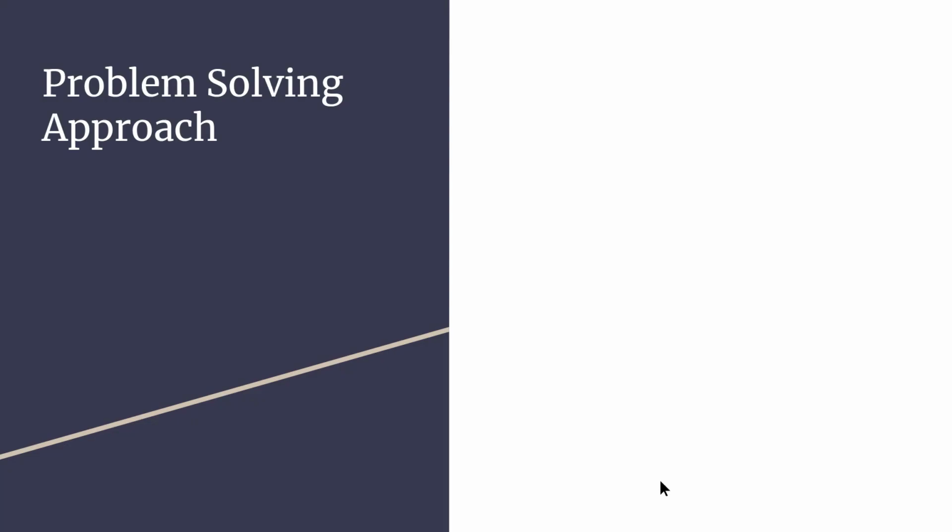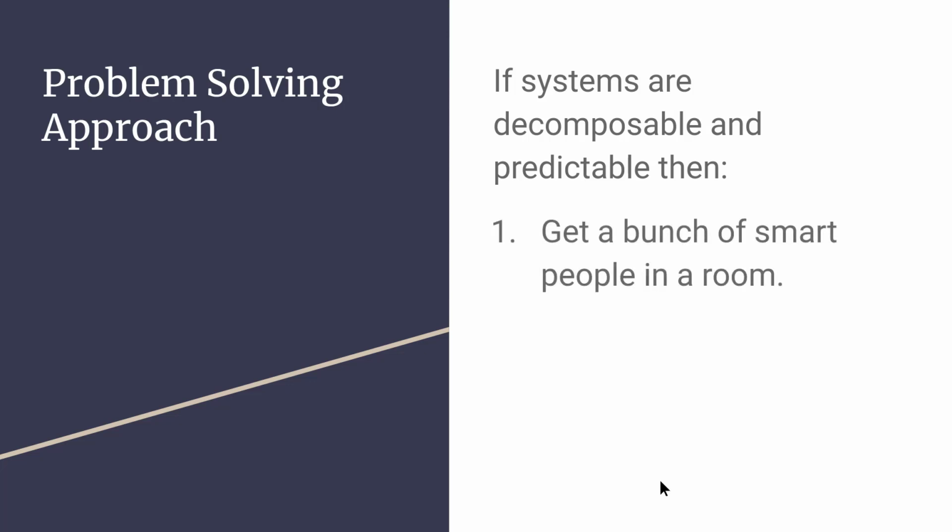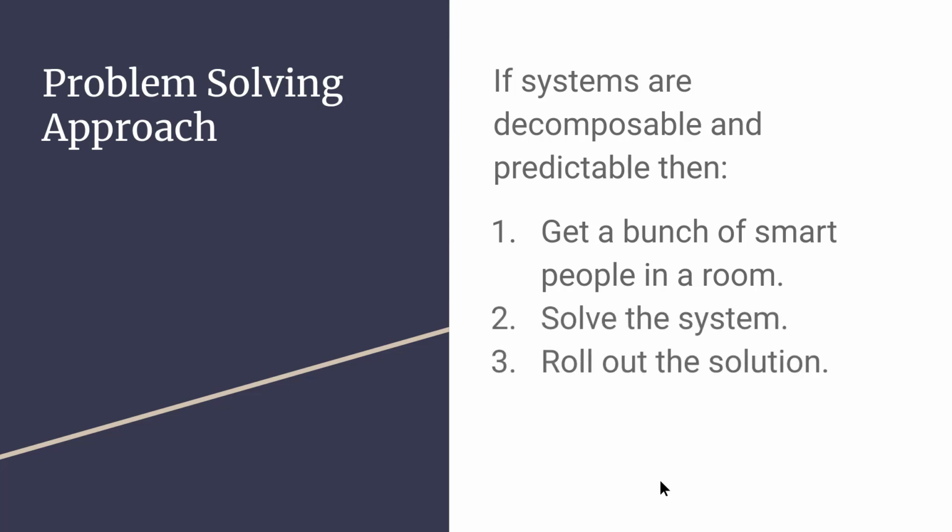And linear systems lead to this very simple, straightforward problem-solving approach that we're all familiar with. If systems are decomposable and predictable, then the way that you solve problems is you get a bunch of smart people in a room. We often call them executives or managers because they understand the entire system. Then they solve the system and then they roll out the solution. And this always works. Why? Because reductionism works, we understand the cause and effect properties, the systems are predictable.